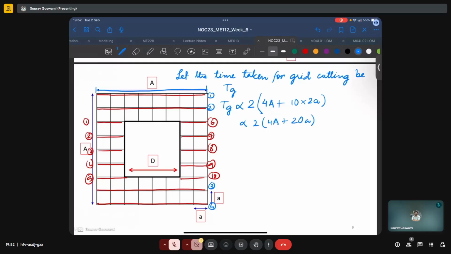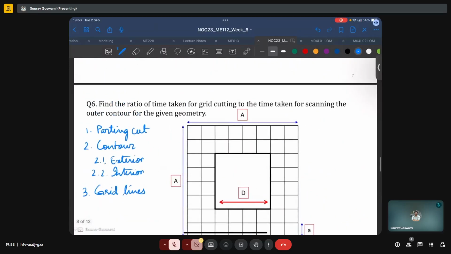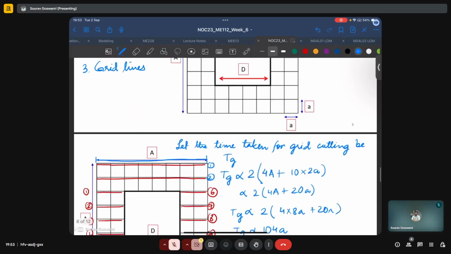What we can also see is that capital A and small a are related. Here we have 1, 2, 3, 4, 5, 6, 7, 8. Capital A is equal to 8 times small a. Therefore, Tg is proportional to 8 4s are 32 plus 20, 52, into 2, 104 times small a. Let us also find the time taken for scanning the outer contour.